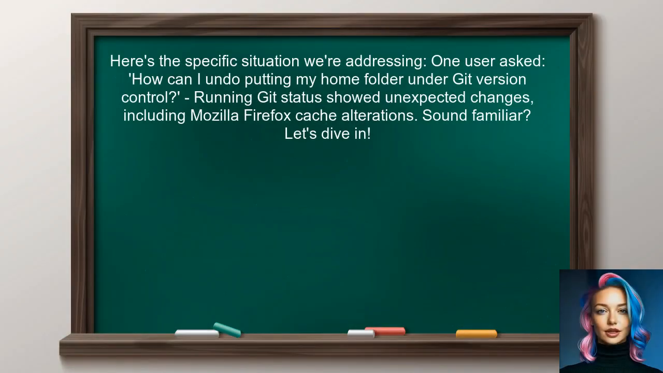Here's the specific situation we're addressing. One user recently asked, "How can I undo putting my home folder under Git version control?" They mentioned that running git status showed unexpected changes, like alterations in the Mozilla Firefox cache. Sound familiar? Let's dive into this together.